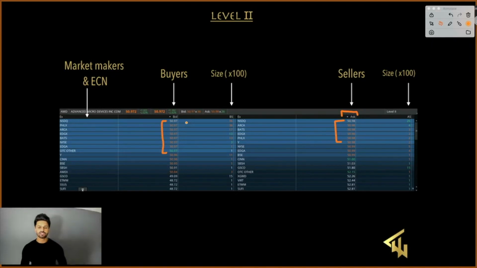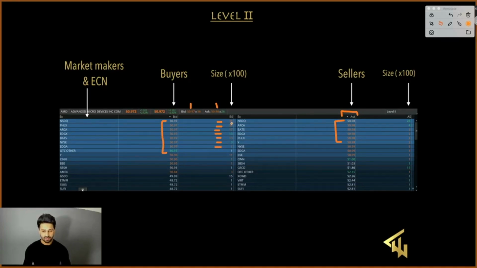Now if you take a look, in level 1 we only had a little bit of information. It was only telling us that there's someone trying to buy AMD at $50.97, 3,600 shares, while someone was trying to sell at $50.98, 2,600 shares. But when we look at level 2, we can see that on the buying side we don't just have 3,600, we have multiple different buy orders with various different bid sizes.